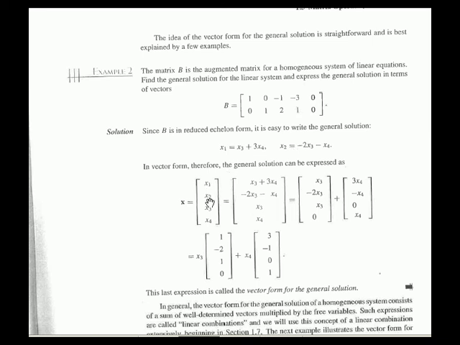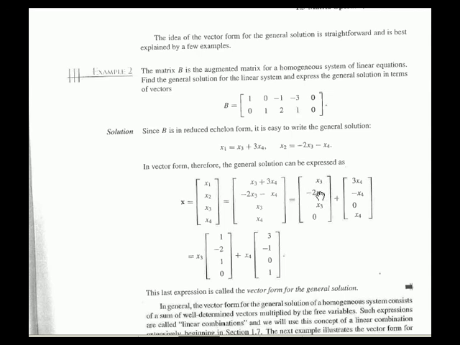So you can write the solution out in the following form. x1 has to be x3 plus 3x4, x2 has to be minus 2x3 minus x4, x3 is just x3, x4 is x4, and so you have everything in terms of the arbitrary variables x3 and x4. Now you separate the x3s from the x4s.